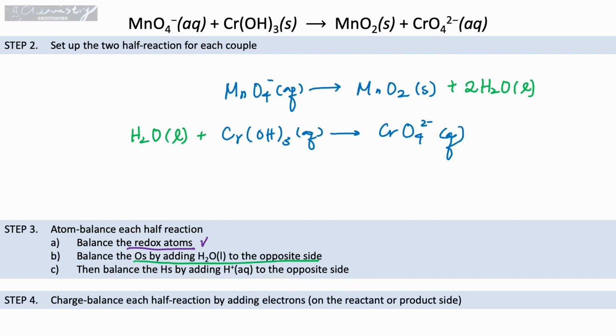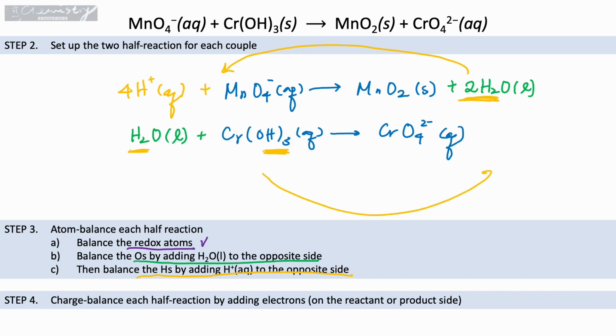And for 3C, it is asking us to balance the hydrogens by adding protons. So in this case, we have 4 hydrogens from here, so we're going to add 4 protons on the left side. And we have 2 hydrogens, 5 hydrogens, so we are adding 5 protons on the right side.